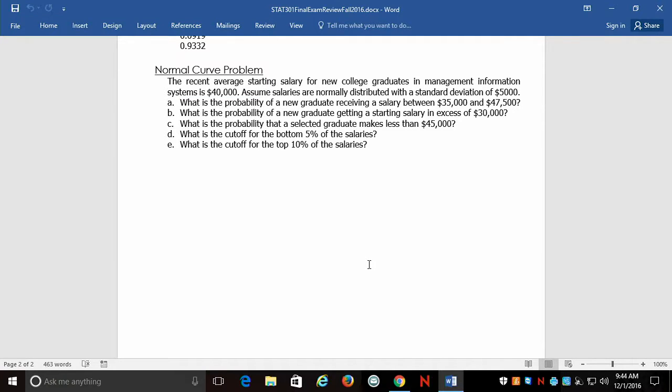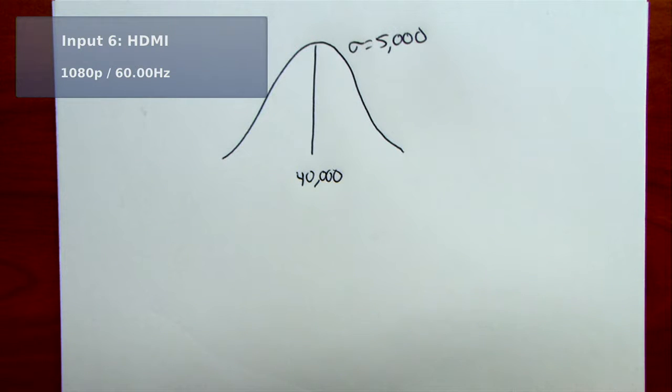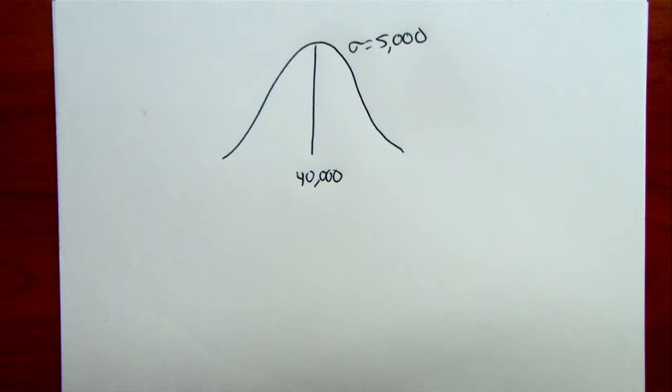So it says the recent average starting salary for new college graduates in MIS is 40,000. Assume salaries are normally distributed with a standard deviation of 5,000. Actually, it's probably higher than that now, but this is just to make it easy. Okay, so this is our normal curve, mean 40,000, standard deviation of 5,000.